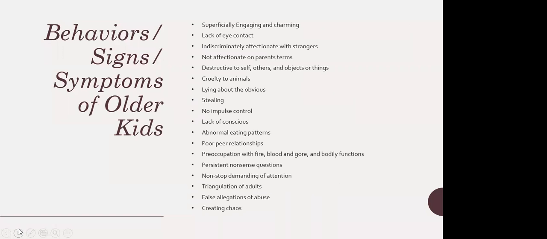So, some of the behaviors, signs, or symptoms of older kids. They're superficially engaging and charming. When you first meet them, they can be extremely charming and you could think that they're the most polite child that you've ever met. They lack eye contact. They won't make eye contact, especially on parents' terms. So when you're face to face with them, or even when you're dealing with discipline, they will not look you in the eye, especially if it's on your terms.